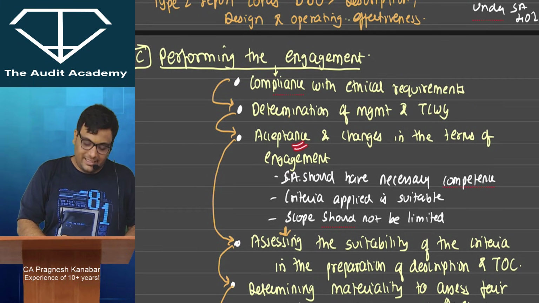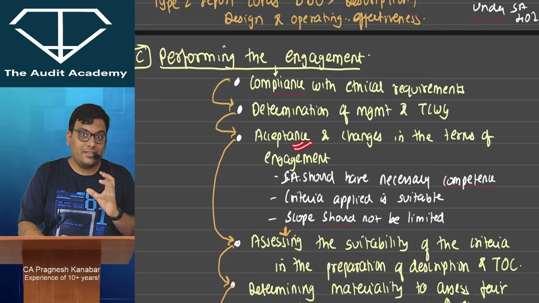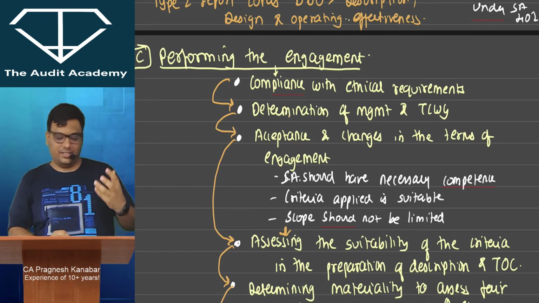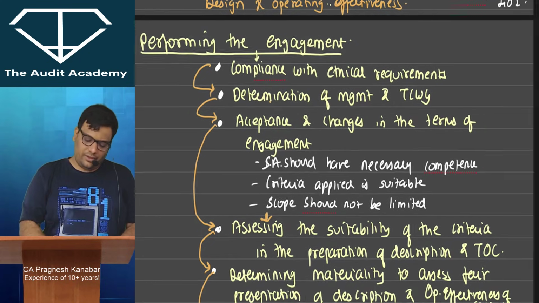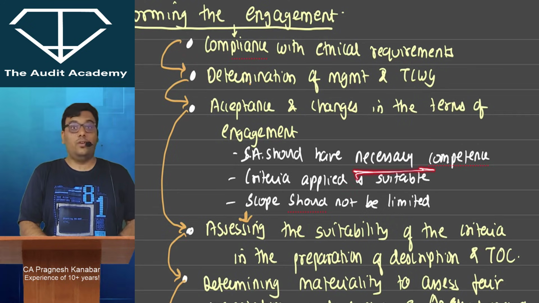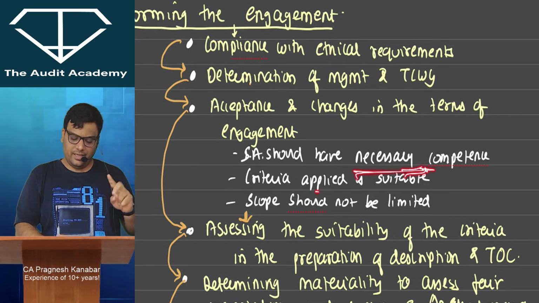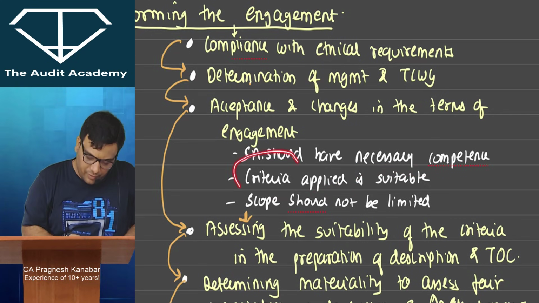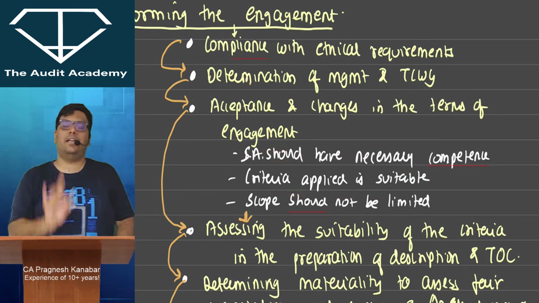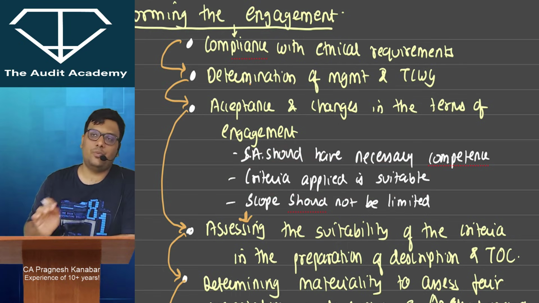Then acceptance of the terms, and if there are changes in the terms, as a service auditor, first of all, when you are accepting it, you should be very clear that yes, you have the necessary competence. Then, this word is going to be used a lot: criteria. Sir, what is criteria? Listen to me.